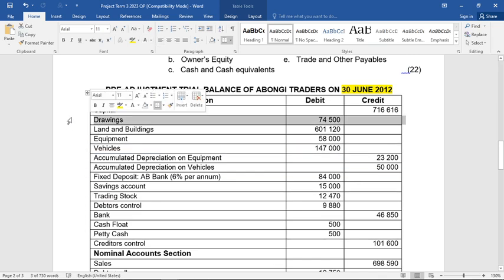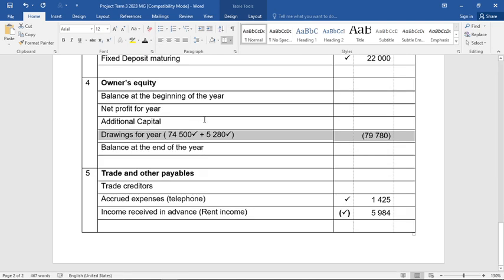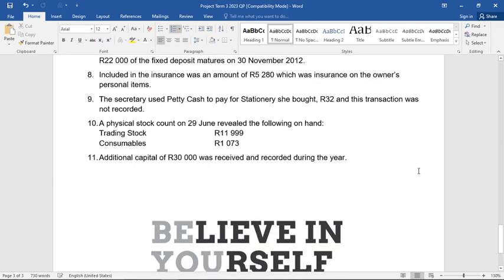There's drawing 74,500. So now on top of it is another 5280, leaving us with 79,780. And it's in brackets because it's going to reduce the value of owner's equity. And that was that adjustment. Happy? 3 to go. The secretary used petty cash to pay for stationery that she bought.